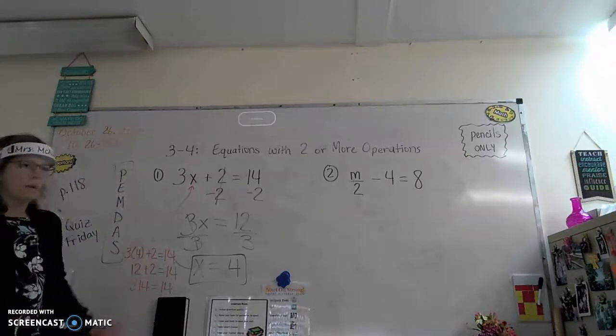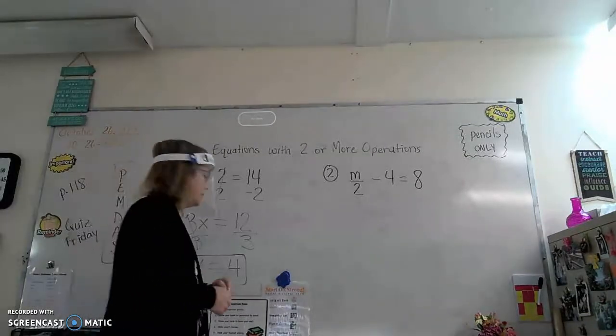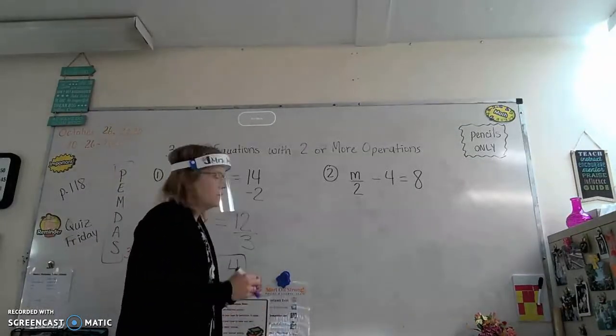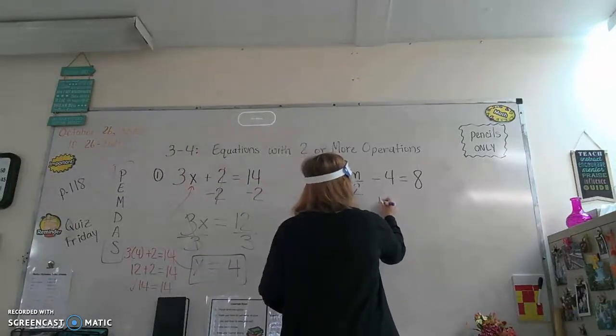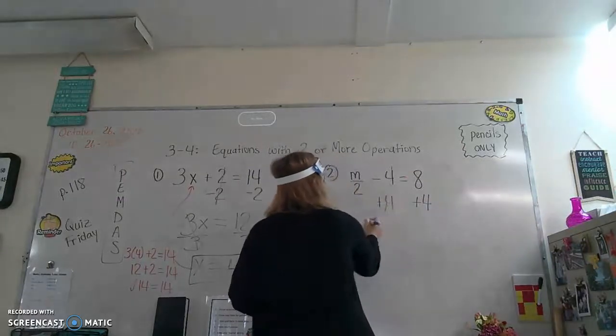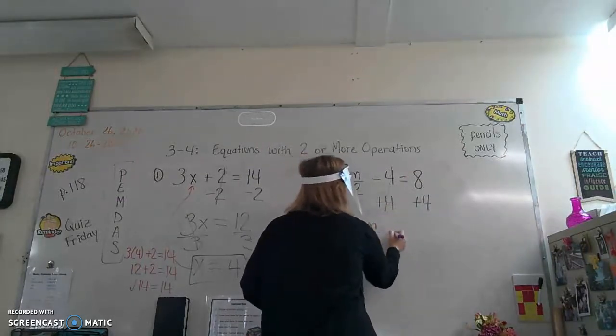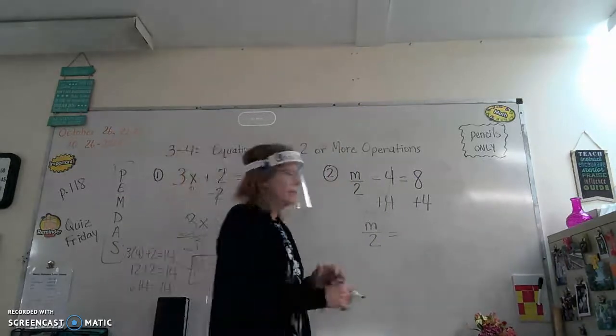Is this checking? This is checking, yeah. We have to do the same thing again. So we're going to do addition and subtraction first, so plus 4 to both sides, because we want to do the opposite of whatever's happening to the variable. And 8 plus 4 is 12.